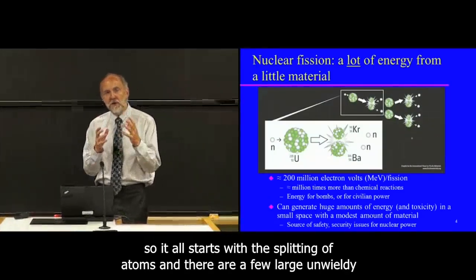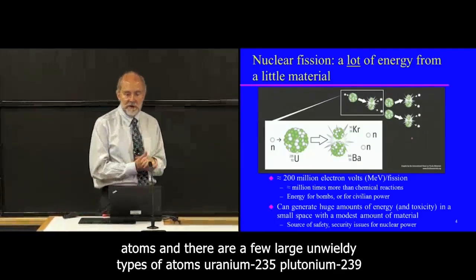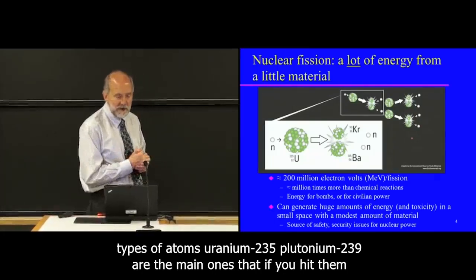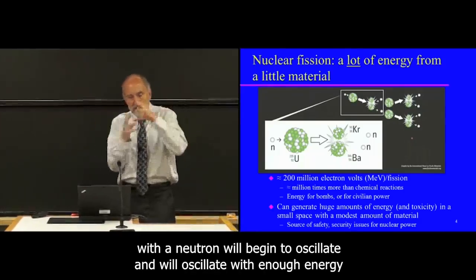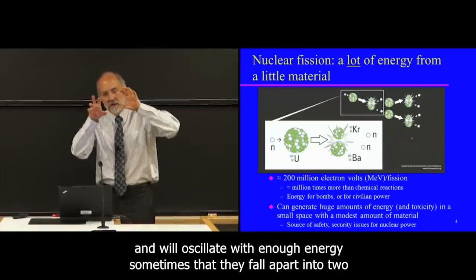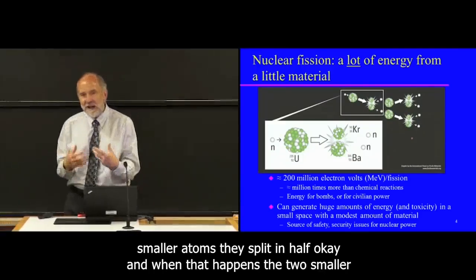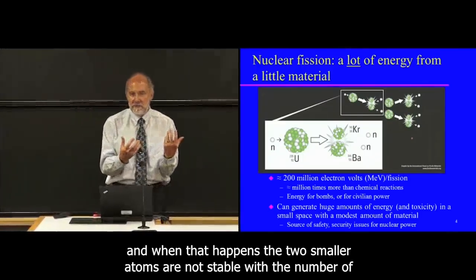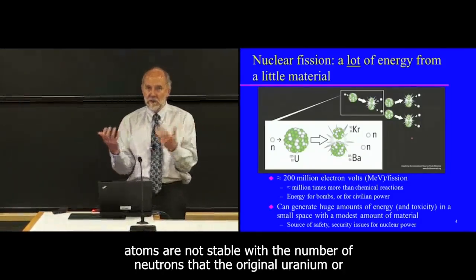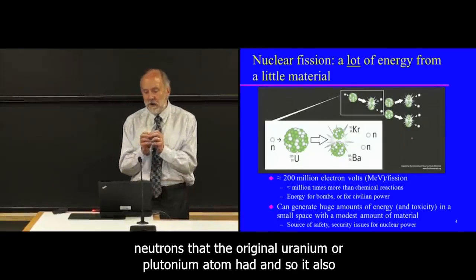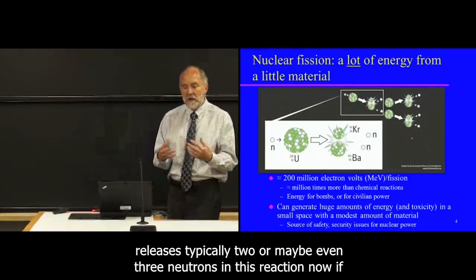Okay, so it all starts with the splitting of atoms. And there are a few large, unwieldy types of atoms. Uranium-235 and plutonium-239 are the main ones that, if you hit them with a neutron, will begin to oscillate, and will oscillate with enough energy sometimes that they fall apart into two smaller atoms. They split in half. Okay? And when that happens, the two smaller atoms are not stable with the number of neutrons that the original uranium or plutonium atom had, and so it also releases typically 2 or maybe even 3 neutrons in this reaction.